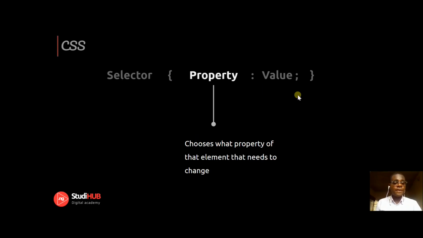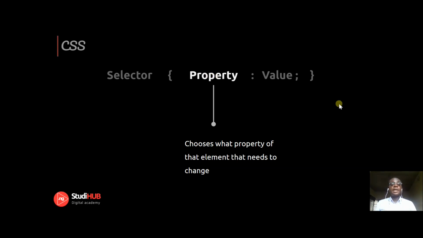Now we have the property. You can choose the property of an element you wish to style. A property could be the size of the element, it could be the color, it could be the position, it could be padding, it could be so many other things. So let's assume that I already selected a p tag and I want to add a property of color. That's the thing I want to change about the content of that p tag. That is the paragraph tag. The property I want to change for that paragraph is color. So I'll just need to specify color here.